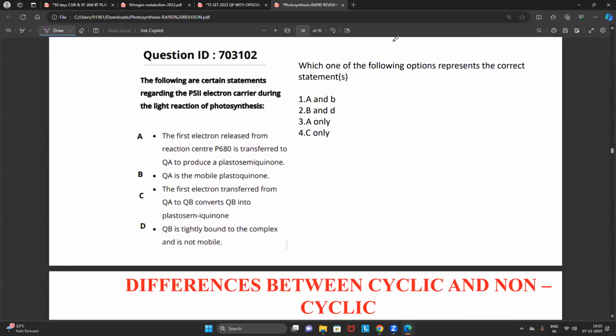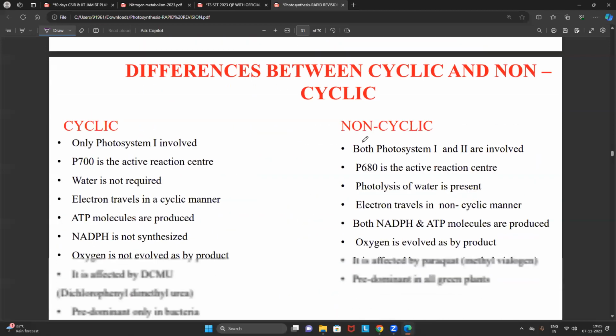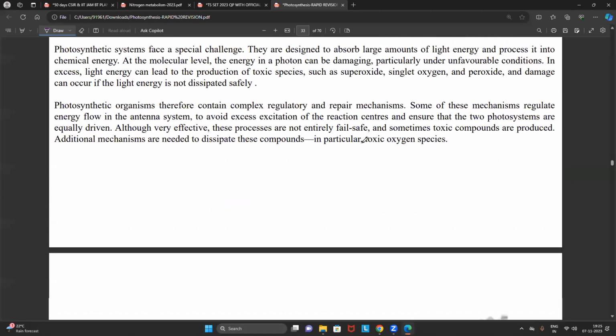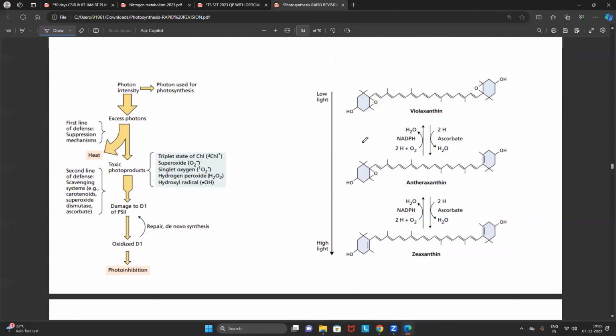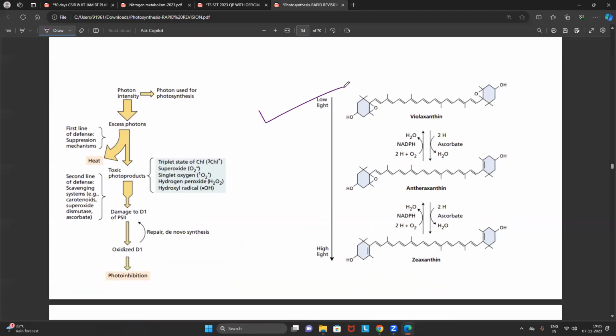Now, before completing photosynthesis, we are left with a little more, important topic, that is the photoprotective mechanism. I already explained the photoprotective mechanism, so I won't focus on it multiple times now. I'll focus only one time. I want you to understand it very correctly.